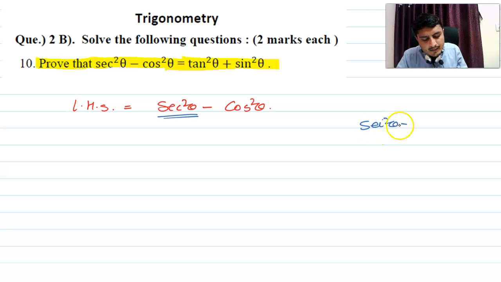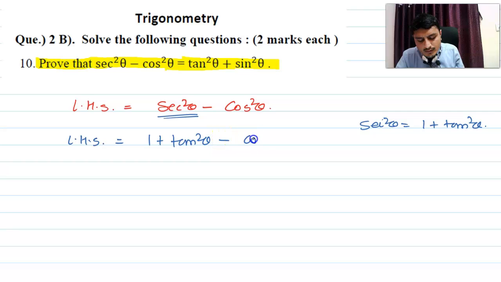We know sec square of theta equals 1 plus tan square of theta. So after simplifying the LHS, sec square of theta becomes 1 plus tan square of theta, and minus cos square of theta remains as it is. Now we can write the LHS in the form 1 plus tan square of theta, which is the same as tan square of theta plus 1, and minus cos square of theta as it is.